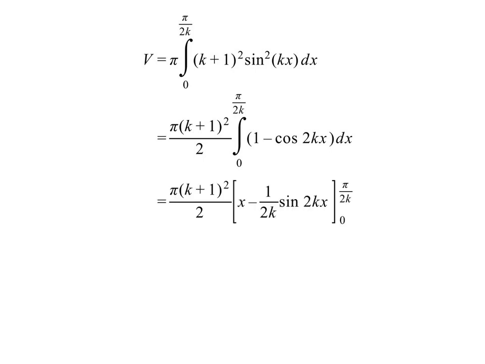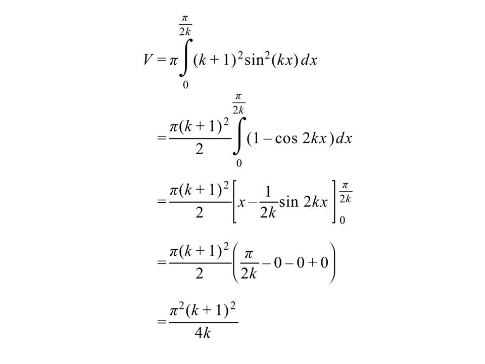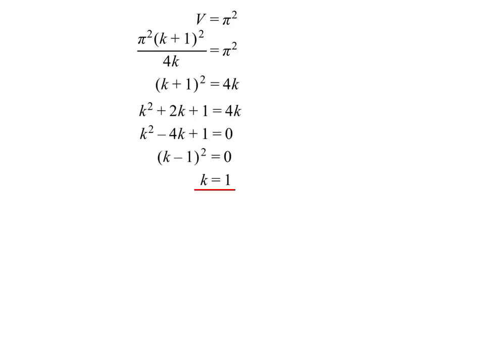So we get pi k plus 1 squared on 2, and I've integrated both of those. The 1 goes to x, our cos goes to sine. Substitute in, so pi squared k plus 1 squared over 4k. But remember, they said it's equal to pi squared. So now I just have to work out what k is. Nicely, the pi squareds will cancel, and playing around with it, we end up with a quadratic. Oh, it's a perfect square, so we only get one possible value, then k is 1.